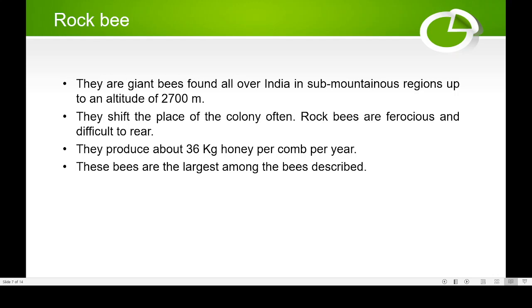Another peculiarity is that they produce a large quantity of honey. From one beehive we can get up to 36 kilograms of honey. So that is the amount of honey that we can collect from one beehive. Large quantities of honey can be obtained from the rock bee, and this is the largest honeybee in India. They live at altitudes of up to 2,700 meters. Even in high ranges like Munnar, we can find this rock bee.